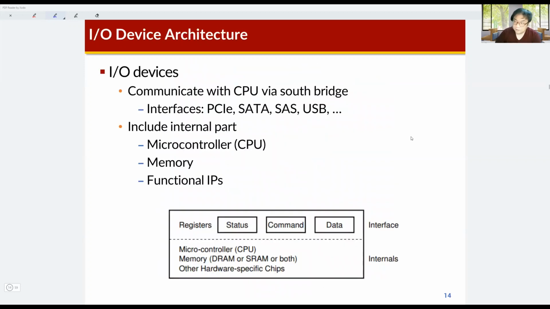Okay. Now let's see how the CPU communicates with typical I/O devices. If you look at some I/O devices, such as storage devices, or other hardware such as keyboards and mice, and a network interface card, you can find that there is a typical architecture of I/O devices.